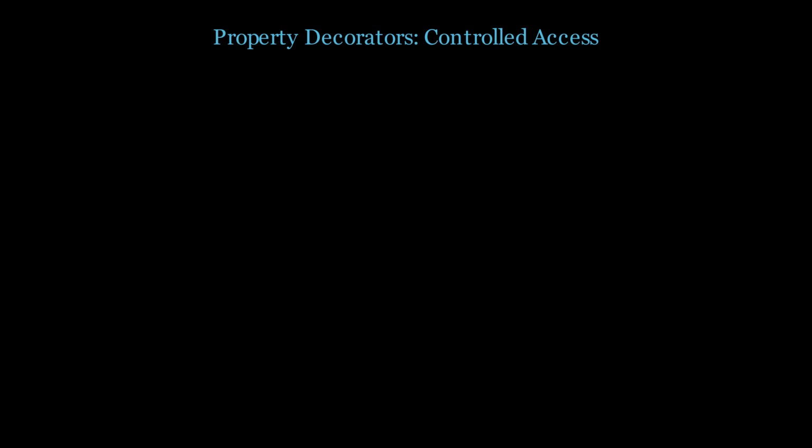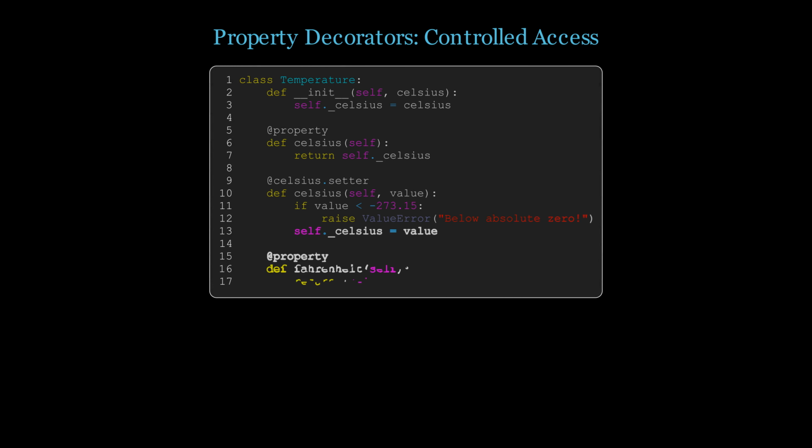Properties provide a Pythonic way to implement getters and setters. They let you access methods like attributes, adding validation or computation while maintaining clean syntax. The @property decorator turns a method into a getter. The @celsius.setter decorator creates a setter with validation. Now you can access celsius like an attribute, but it runs the method with validation. Fahrenheit is a computed property calculated from Celsius. Properties make your API elegant while maintaining control.